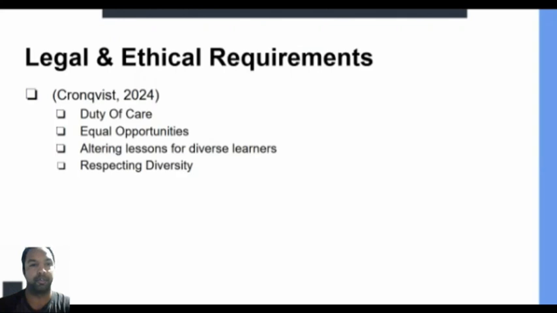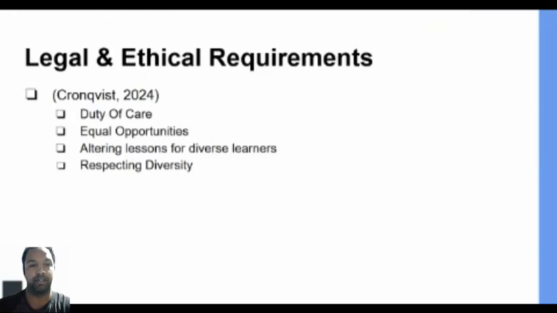According to Cronkvist in 2024, there are certain legal and ethical standards that are required of teachers and should be followed during a lesson. So I followed duty of care by ensuring that the students were safe emotionally, physically, and psychologically. As a teacher, it was also my responsibility to maintain any class and or school rules in relation to language, bullying, or the protection of student rights.